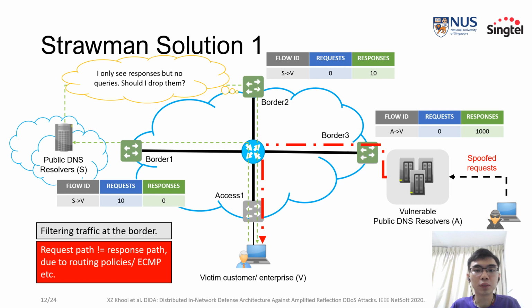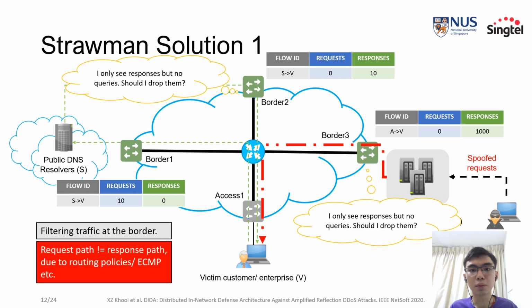So for this example, the request for the victim left through border 1 and the responses returned through border 2. So border 2 would see a larger number of responses as compared to requests. It seems like they are unsolicited. Should border 2 drop them? The same applies for border 3. How can border 3 tell if they were indeed unsolicited responses?